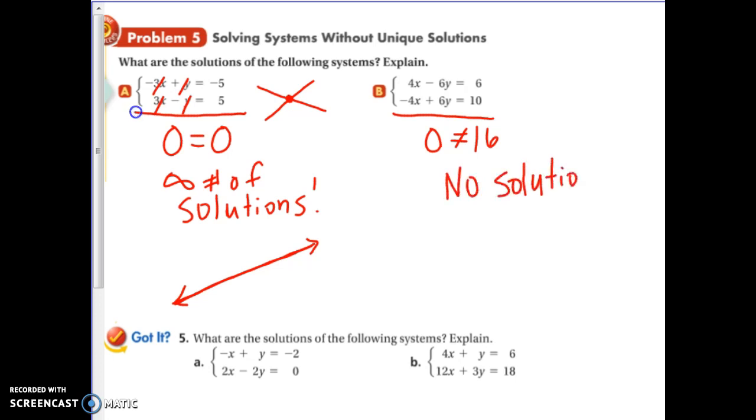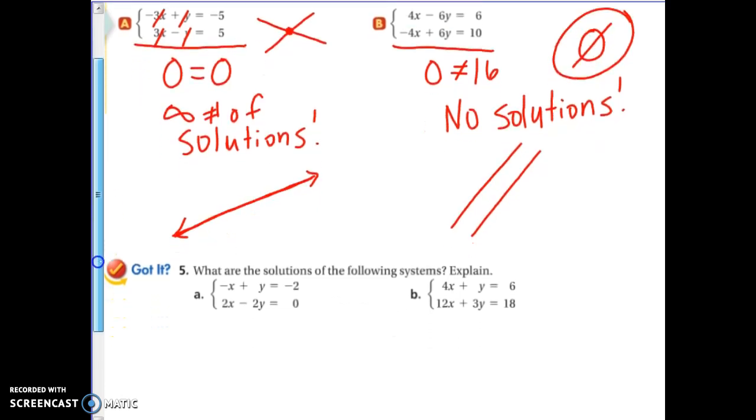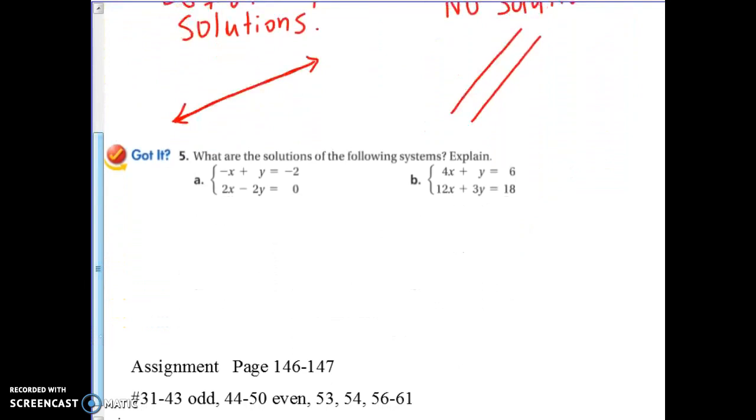If I get my variables to disappear, then nothing can work in that one. That would be an example of lines that look like this. They never will cross. And you may have guessed they have to be parallel for that to work. All right, if there are no solutions, we have this symbol that can represent it. So no solutions. All right, so let's look at the last example we have here. What is the solution for the following system?